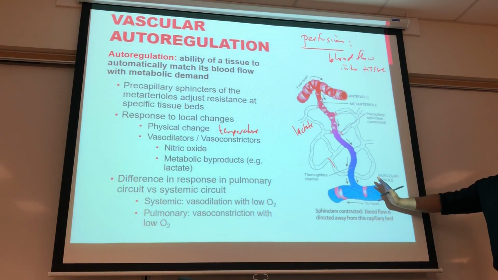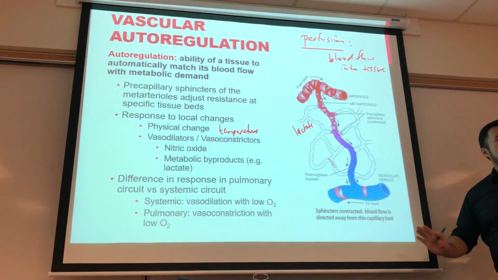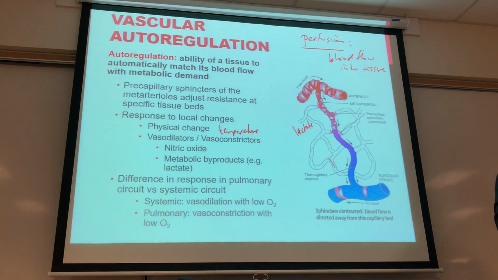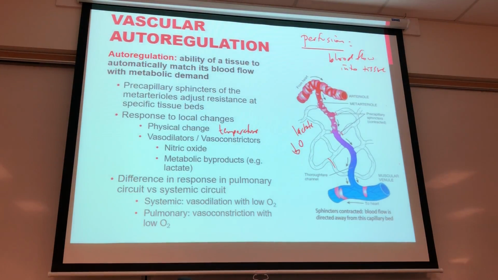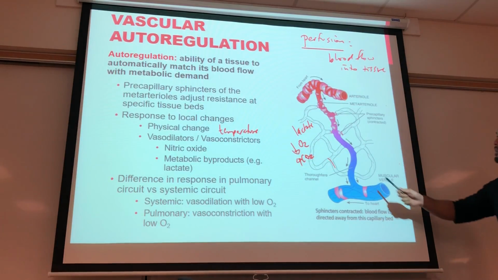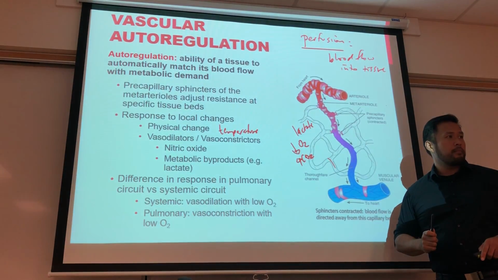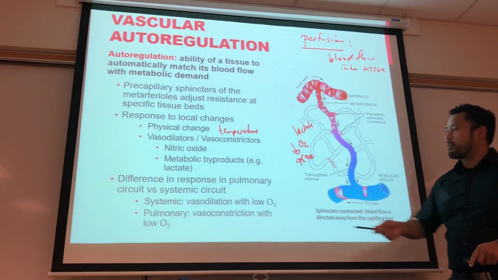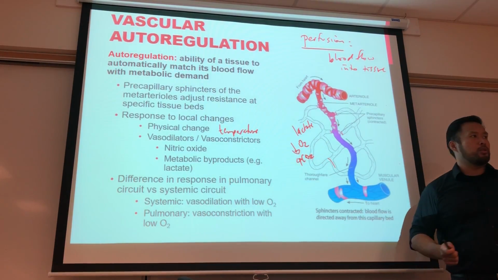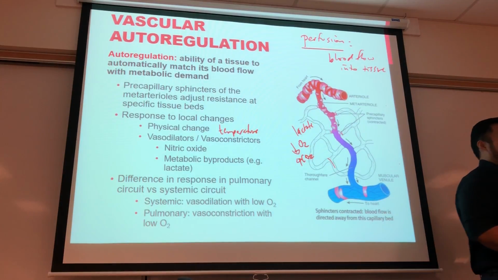So this is the case. All the things that I've been describing are the cases of the systemic circuit, where you have a muscle tissue, and in response to low O2 or high CO2, will come in and dilate the precapillary sphincters. And that's only relevant for the systemic circuit, where vasodilation with low O2 to increase blood flow there.